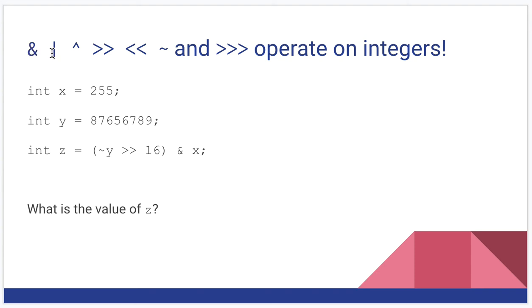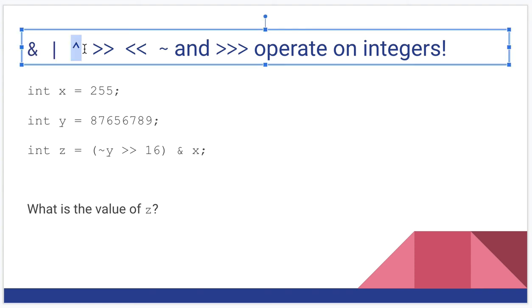Note that bitwise AND, bitwise OR, bitwise exclusive OR, shift left, logical shift right, bitwise NOT, and arithmetic shift right, these all can operate on integers in Java.